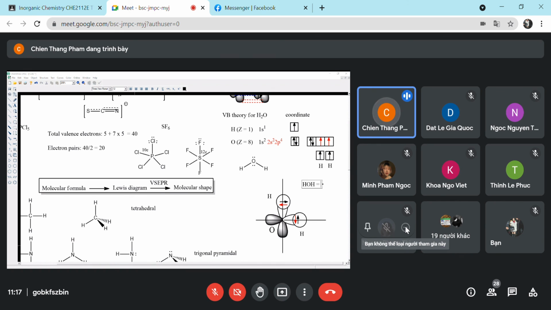What is the angle between the two bonds? Or you can determine the angle HOH in this situation. What is the number of the angle here? How many degrees? Mr. Mạnh Dũng is not here. Okay, what about another person? Đức Văn, Hoàng Văn Đức.